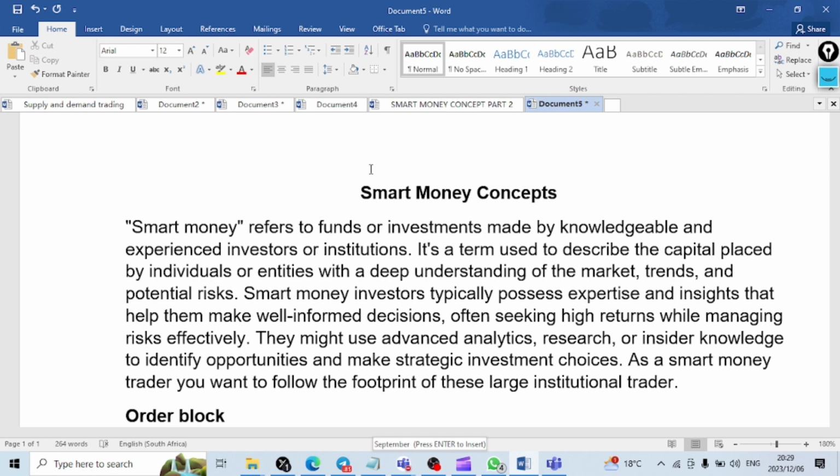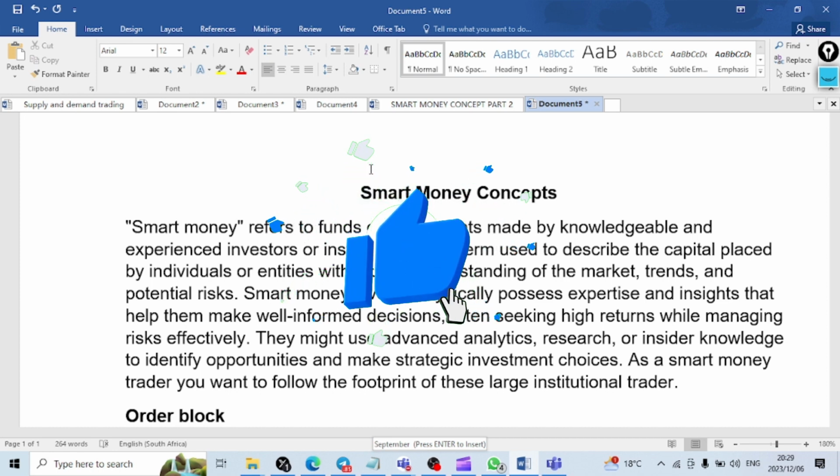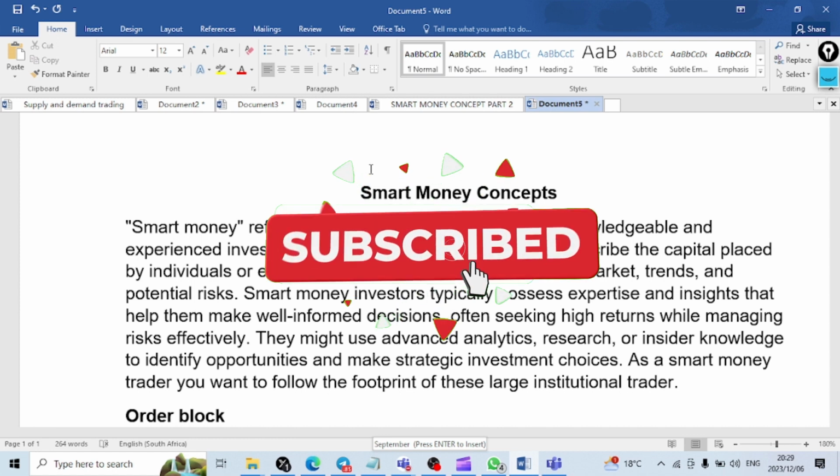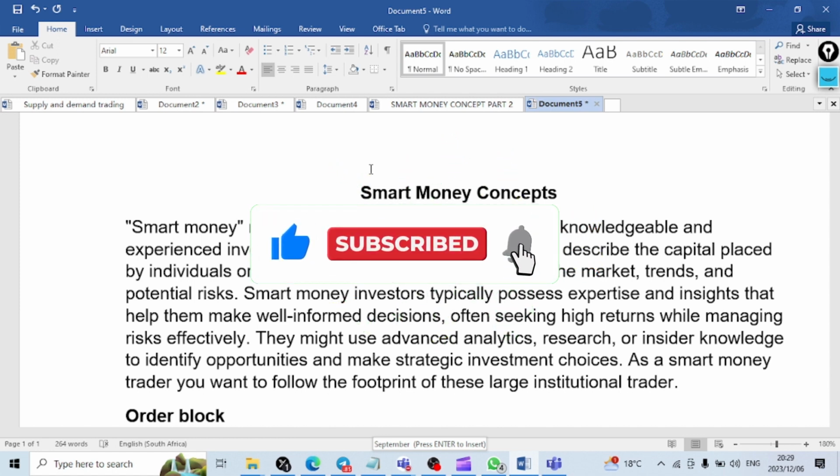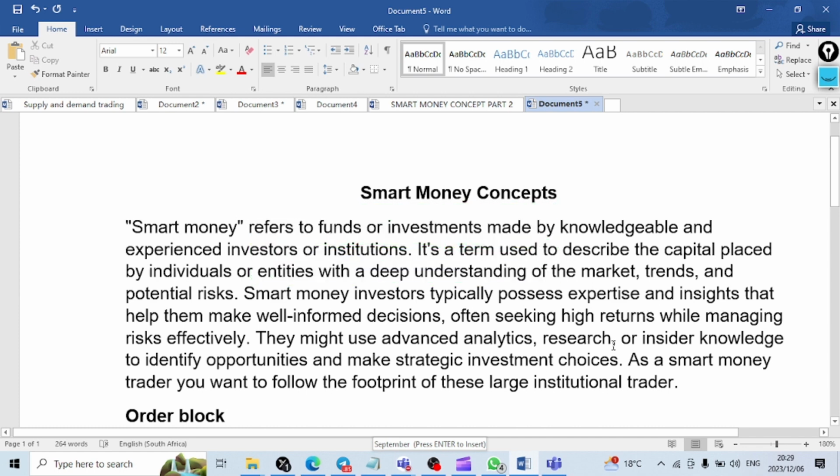It's a term used to describe the capital placed by individuals or entities with deep understanding of the market. Apart from deep understanding, these guys also have large financial muscles that can cause the market to move up and down. Smart money investors typically possess expert insights that help them make well-informed decisions, often seeking high returns while managing risk effectively. They might use advanced analytics, research, or inside knowledge to identify opportunities and make strategic investment choices.